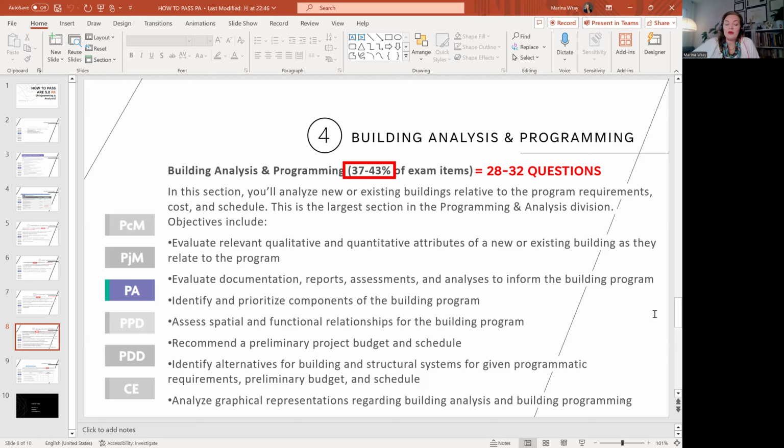And we can only do so much. So as architects, you need to really be honest and communicate, and do not promise what you cannot do. So that's the mistake, right? So also, you need to assess spatial and functional relationships for the building program.